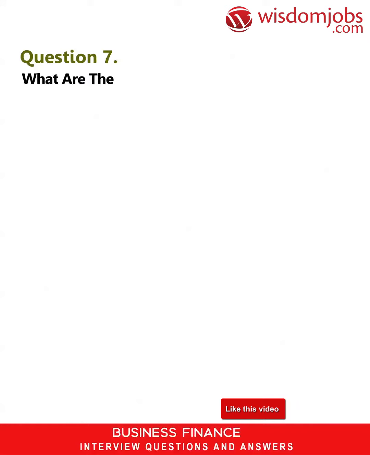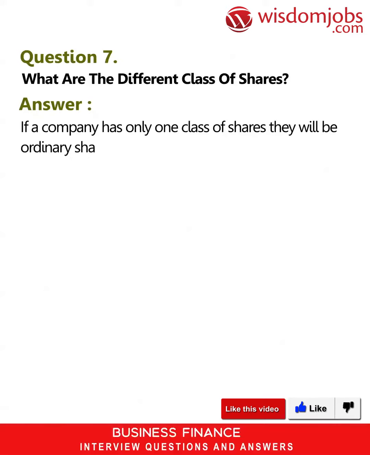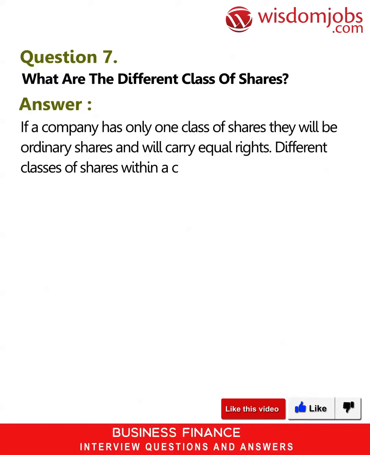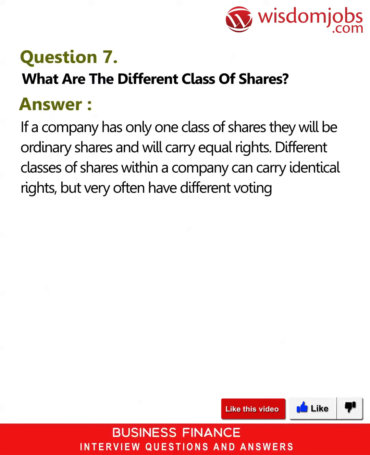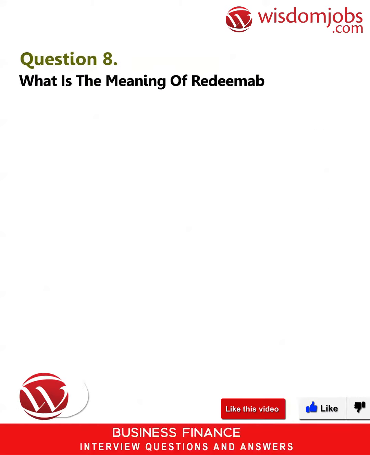Question 7. What are the different classes of shares? Answer. If a company has only one class of shares, they will be ordinary shares and will carry equal rights. Different classes of shares within a company can carry identical rights, but very often have different voting, dividend and/or capital rights.